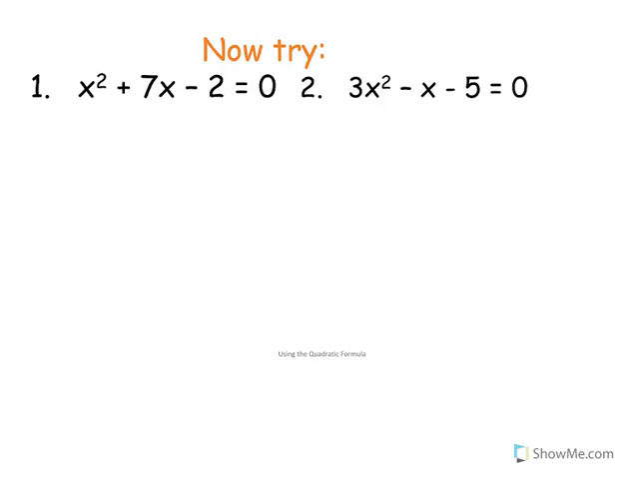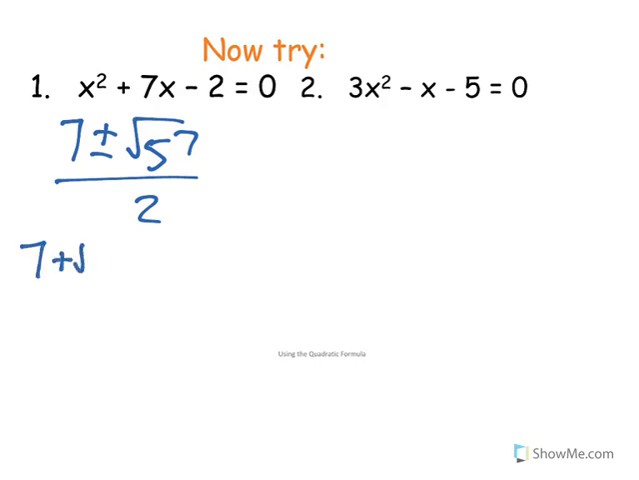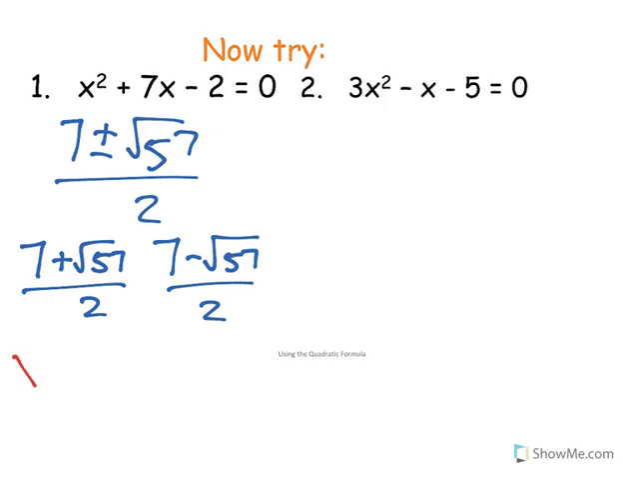So for the first one, if you did this correctly, when you're done, you should end up with 7 plus or minus radical 57 divided by 2. So when I split it up, I get 7 plus radical 57 divide 2, and I get 7 minus radical 57 divide 2. So my first solution is going to be x is approximately 7 3/10. And my second solution will be x is approximately negative 3/10.